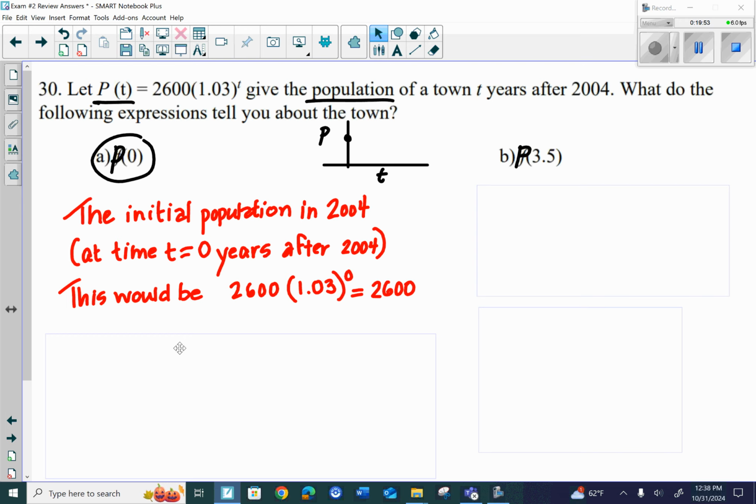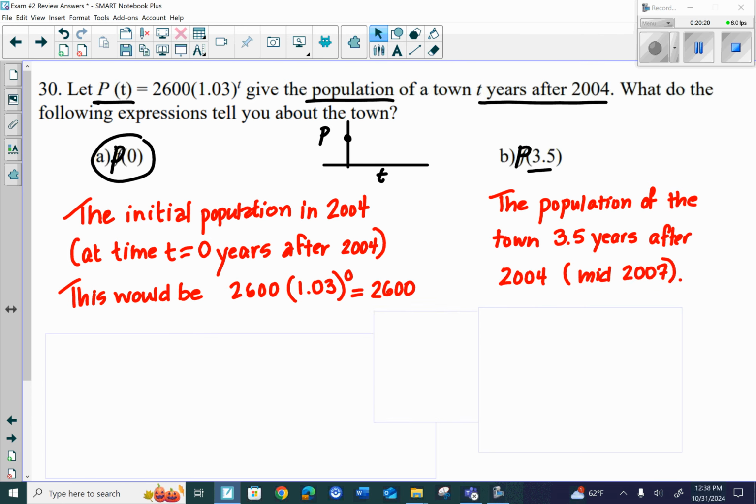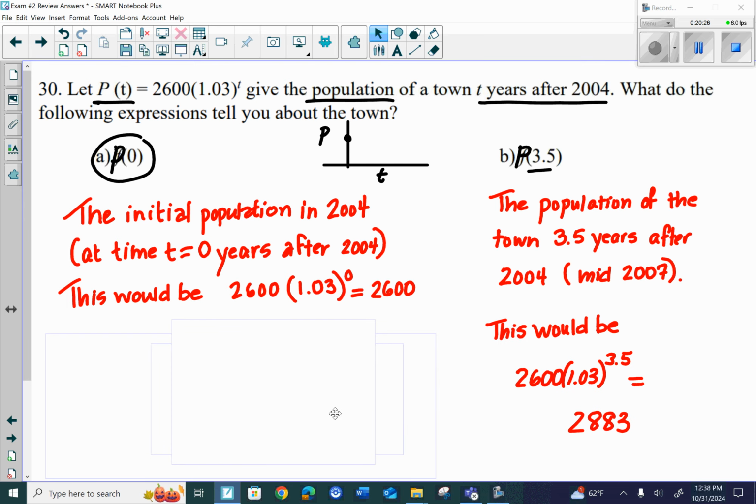So likewise, p of 3.5 would be the population of the town 3.5 years after 2004. So this is a little sketchy. I'm going to assume that we're measuring at the beginning of 2004. So 3.5 years after the beginning of 2004 would be like midway through 2007. I'm making an assumption in saying that. So this is the population of the town 3.5 years after 2004, mid 2007. And if we calculate that, that would be 2883. So slow growth of 3%.